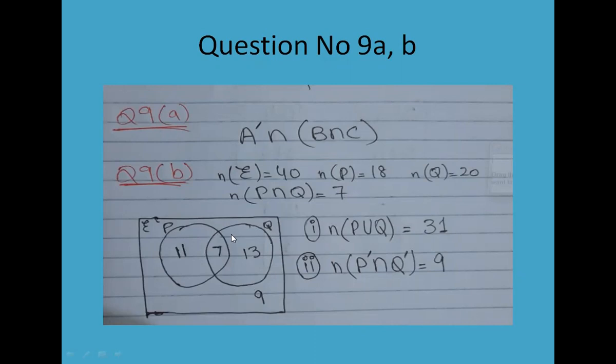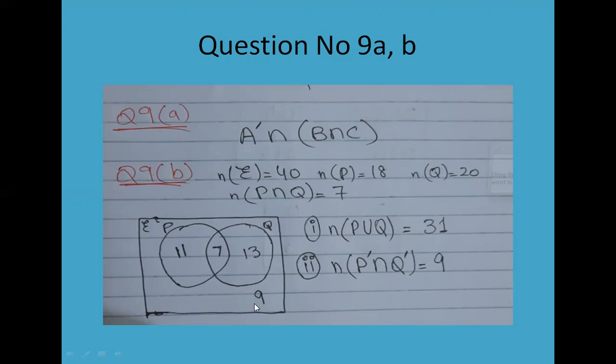The circle of P should have 18 members. 7 are already there, so here I will write 18 minus 7, that is 11. In the circle of Q, there should be 20 members. The 7 is already here, so here I will write 13 members. And you add them, plus, that gives 31. From the total members in the universal set, that's 40, from 40 you subtract this number, which is 31, you get 9.